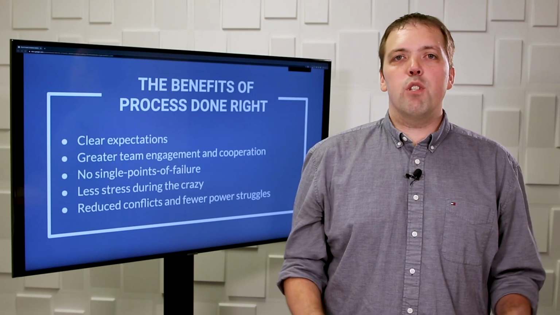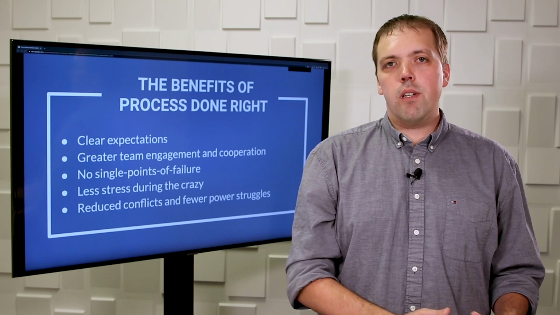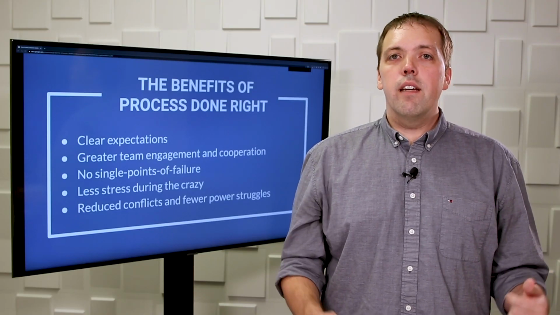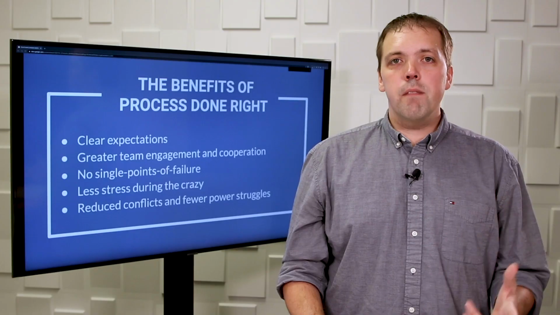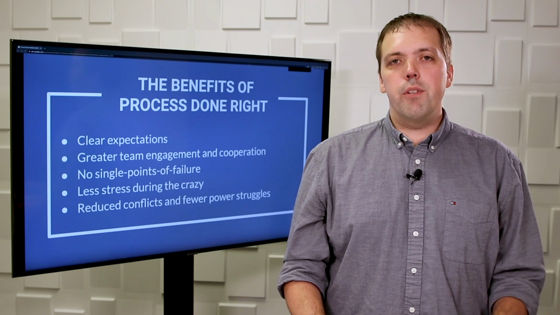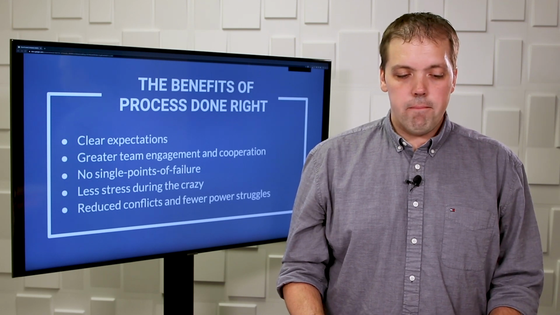A big part of this process is making sure that when times are calm, you've thought of all the things that you want to do and all the crazy things that can happen during a development lifecycle. Then when things get crazy, you can take a deep breath, look at the processes that you developed, and just simply follow your plans with confidence that you've thought through what you need to do and how it's going to work. And you also have reduced conflicts and fewer power struggles.